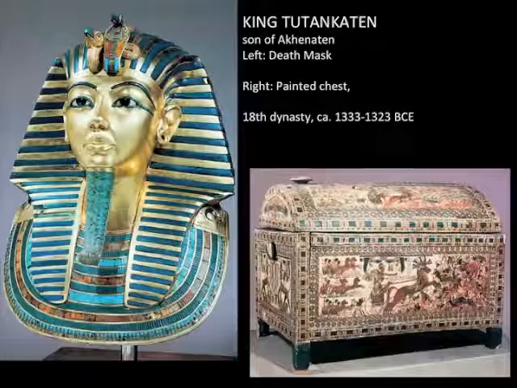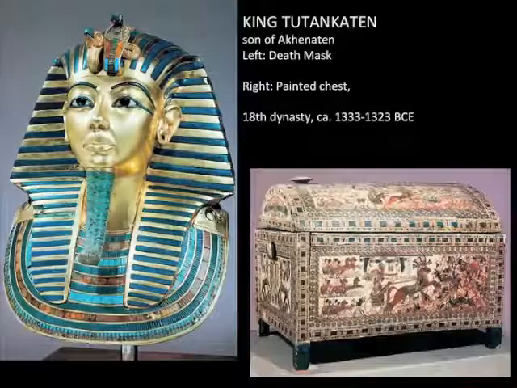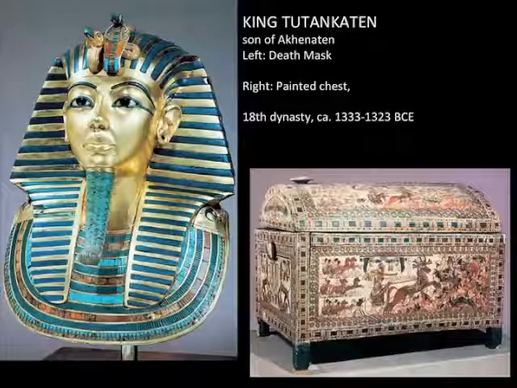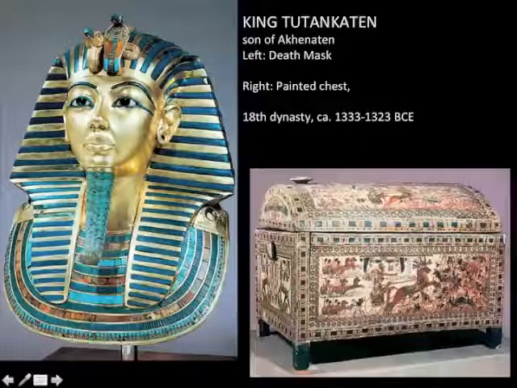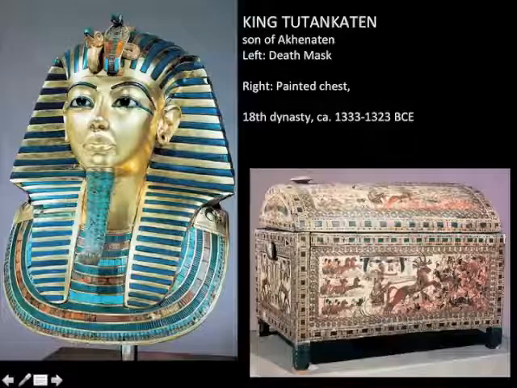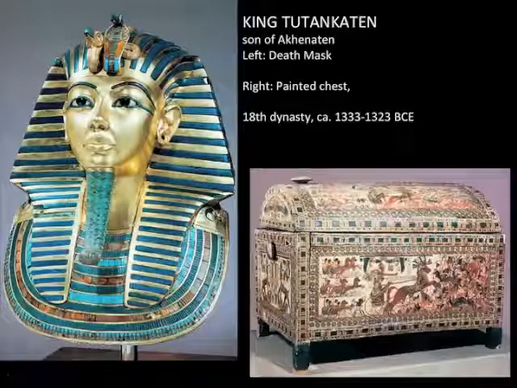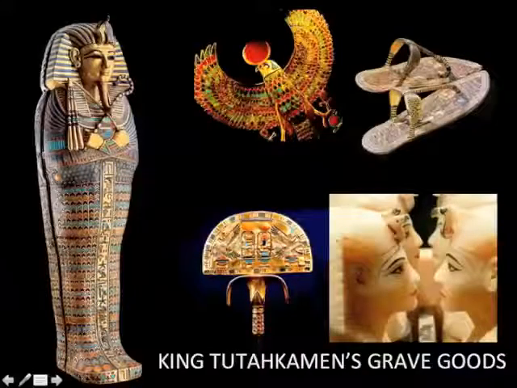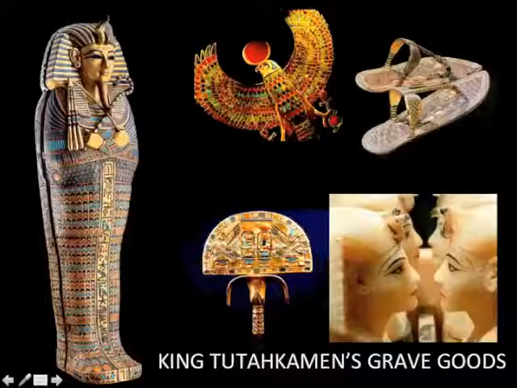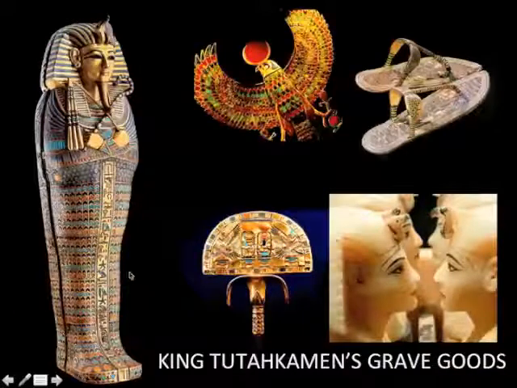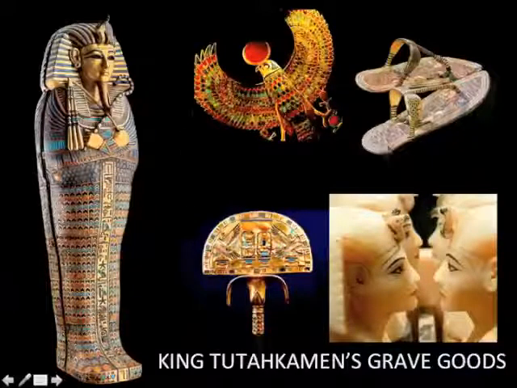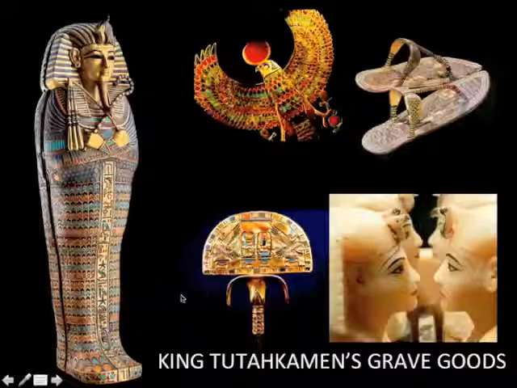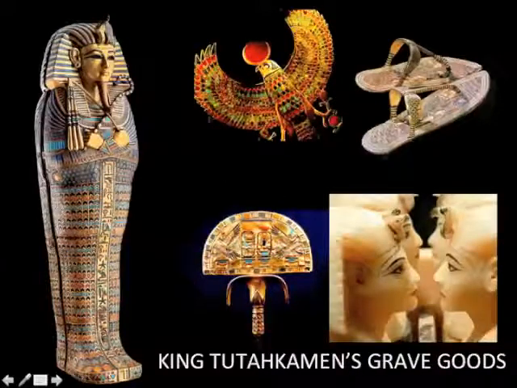This is his death mask, his golden death mask, encrusted with precious stones and lapis lazuli. Here's a chest. His body was mummified, of course, but encased also in 3 coffins: a golden coffin, a wooden coffin, and a stone sarcophagus. And with him, these astonishingly intricate grave goods: a golden fan, a golden pharaoh, slippers, etc.